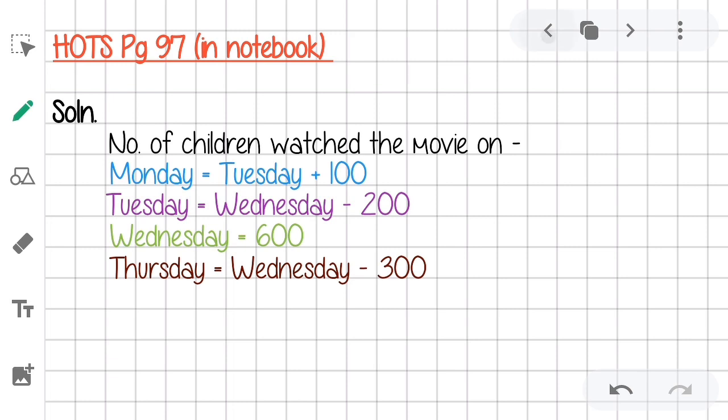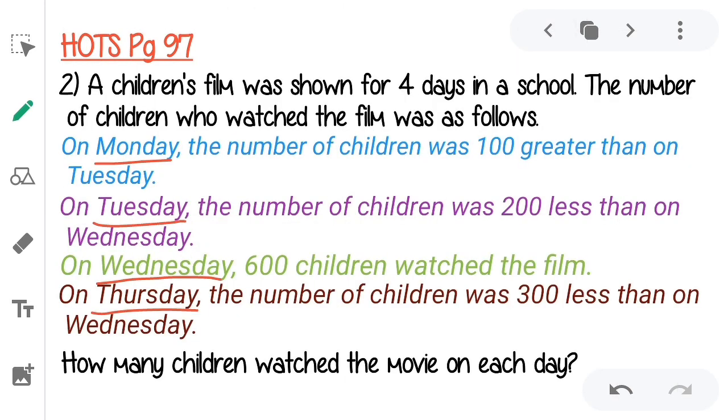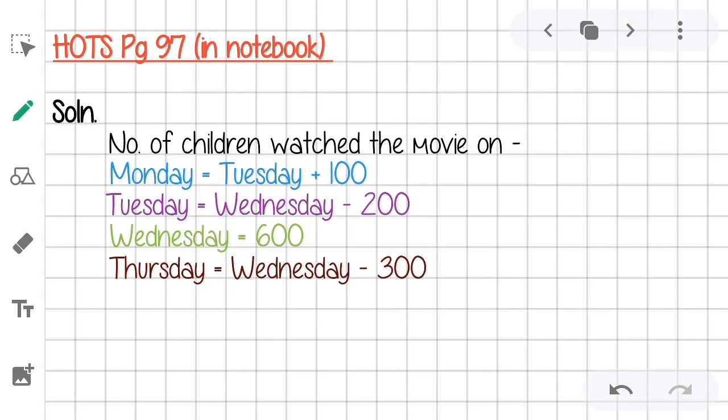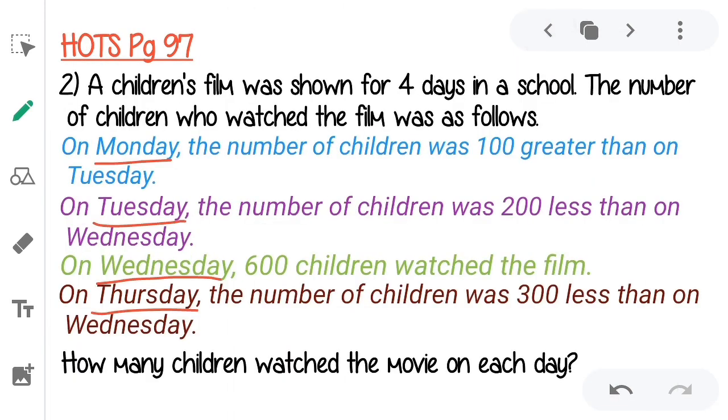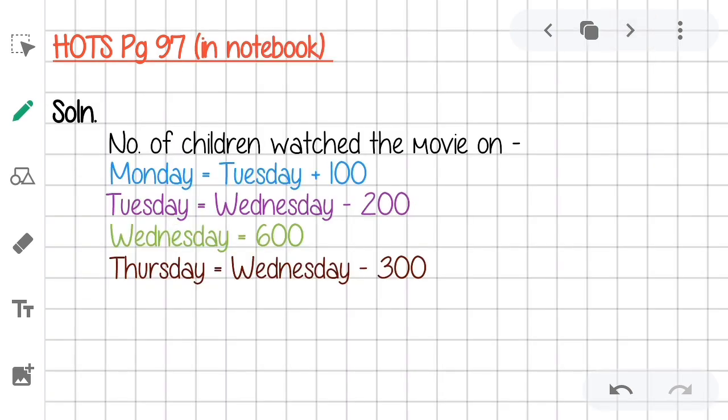Okay. Then on Wednesday it is given 600 children watched the film. So on Wednesday it is written Wednesday is equal to 600. Then on Thursday it is given the number of children was 300 less than on Wednesday. So Thursday will be equal to Wednesday minus 300. Okay. Now let us solve one by one to find out how many children watched the film on each of these days.